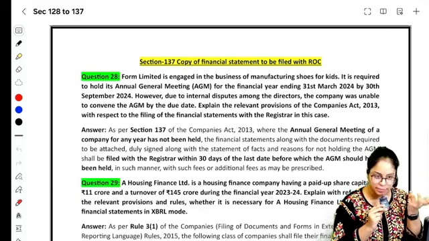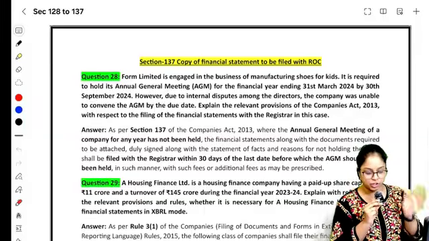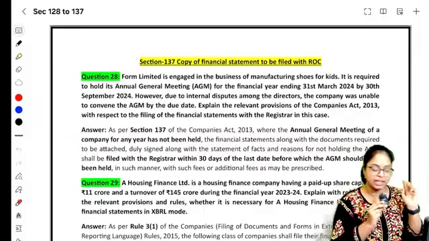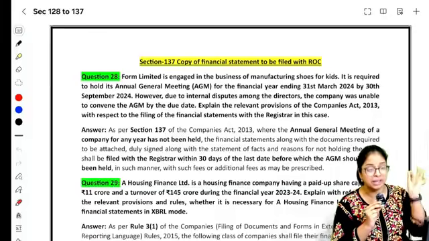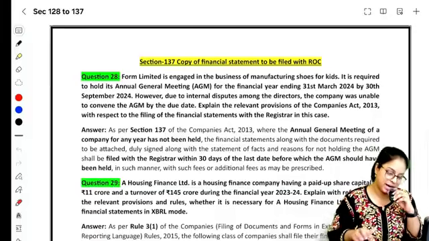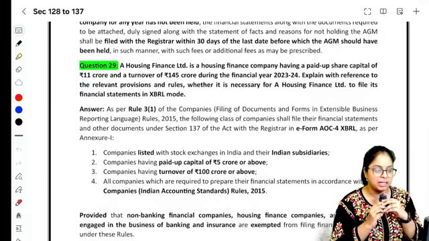It's okay, you could not keep the AGM. Very well, fine. But from the last date on which the AGM is to be kept, within 30 days, you have to submit to the ROC a copy of your financial statement along with the reasons why the AGM could not be held. Next is A Housing Finance Limited.